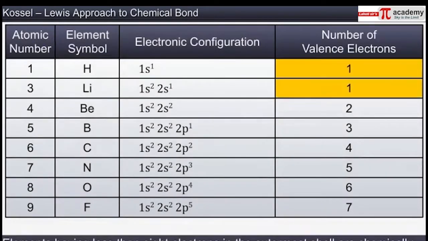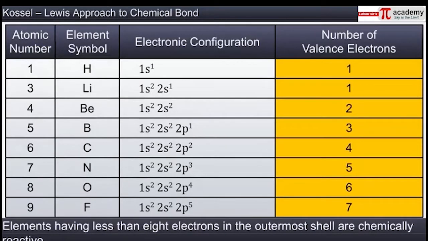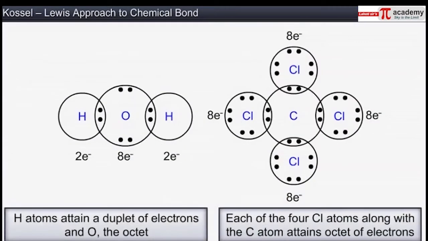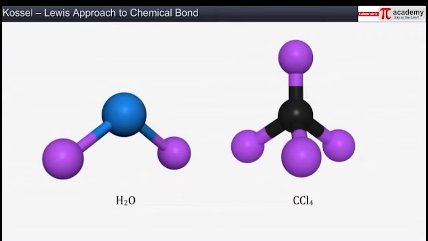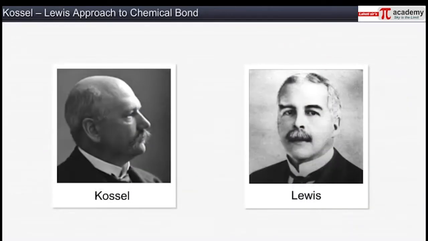On the contrary, the remaining elements having less than 8 electrons in the outermost shell are chemically reactive. Hence, they combine with other atoms of elements by means of chemical bonds so as to attain stable octet. So, they do not exist independently but exist in combined states as molecules. Thus, the Kossel-Lewis approach provides an explanation for the requisite of formation of bonds.